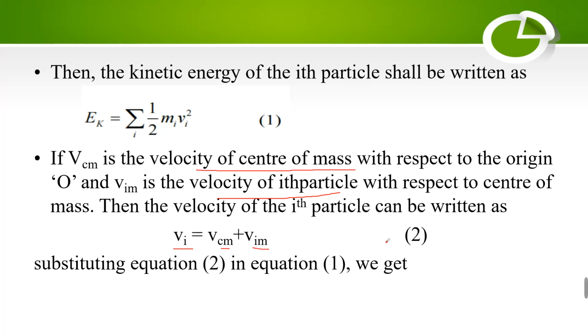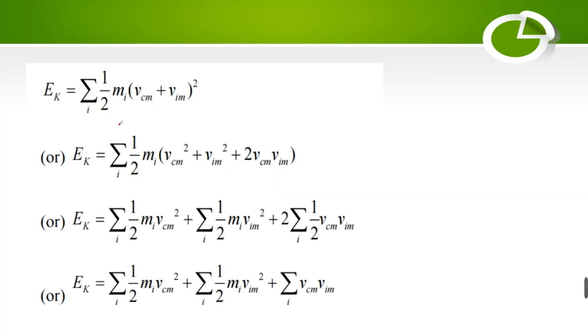So this is the second equation, and summation Ek is equal to summation i equal to 1 to n of half mi Vi square is the first equation. Now substitute the second equation in the first equation. Instead of Vi, we are going to substitute Vcm plus Vim. When we substitute that, we get summation i equal to 1 to n of half mi, and instead of Vi we substitute Vcm plus Vim, so Vcm plus Vim the whole square.